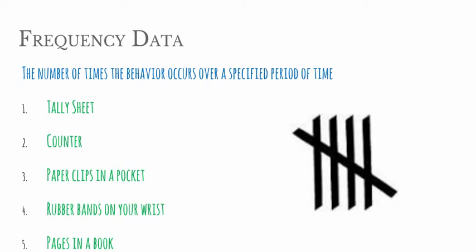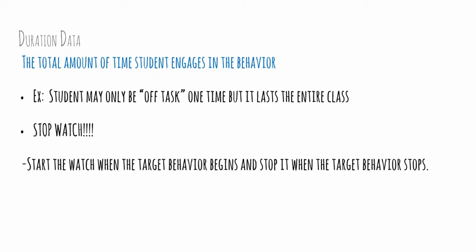The second type of data collection is duration data. Duration data is the amount of time a student engages in a behavior. This can be used to document the amount of time a student is off task or talking out in class during a given time period. It is also used to determine if the length of behaviors is decreasing.